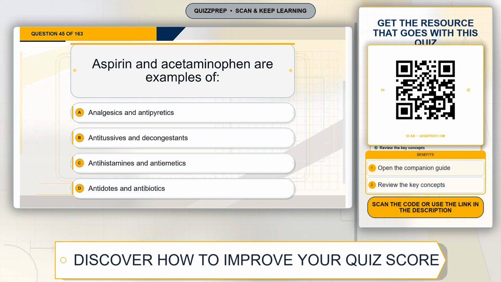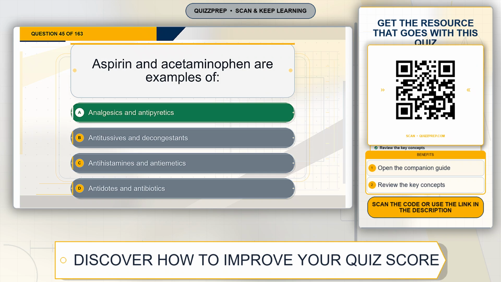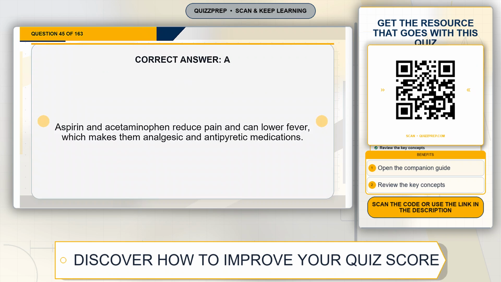Question 45. Aspirin and acetaminophen are examples of: Option A. Analgesics and antipyretics. Option B. Antitussives and decongestants. Option C. Antihistamines and antiemetics. Option D. Antidotes and antibiotics. The correct answer is option A. Analgesics and antipyretics. Explanation. Aspirin and acetaminophen reduce pain and can lower fever, which makes them analgesic and antipyretic medications.